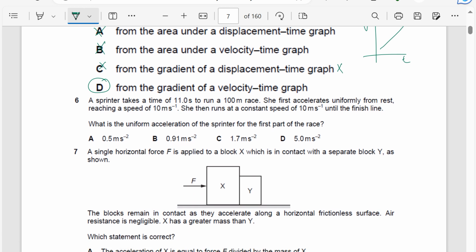A sprinter takes a time of 11.0 seconds to run a 100-meter race. She first accelerates uniformly from rest, reaching a speed of 10 meters per second. She then runs at a constant speed of 10 meters per second until the finish line. What is the uniform acceleration of the sprinter for the first part of the race?